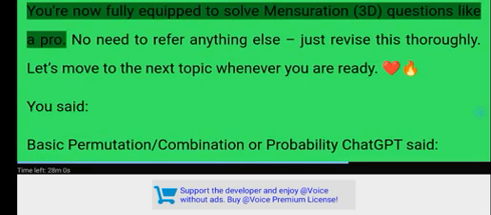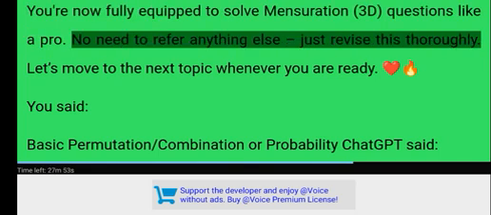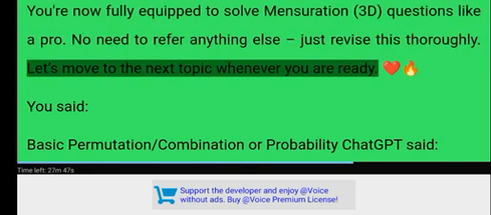You're now fully equipped to solve mensuration 3D questions like a pro. No need to refer to anything else, just revise this thoroughly. Let's move to the next topic whenever you are ready.